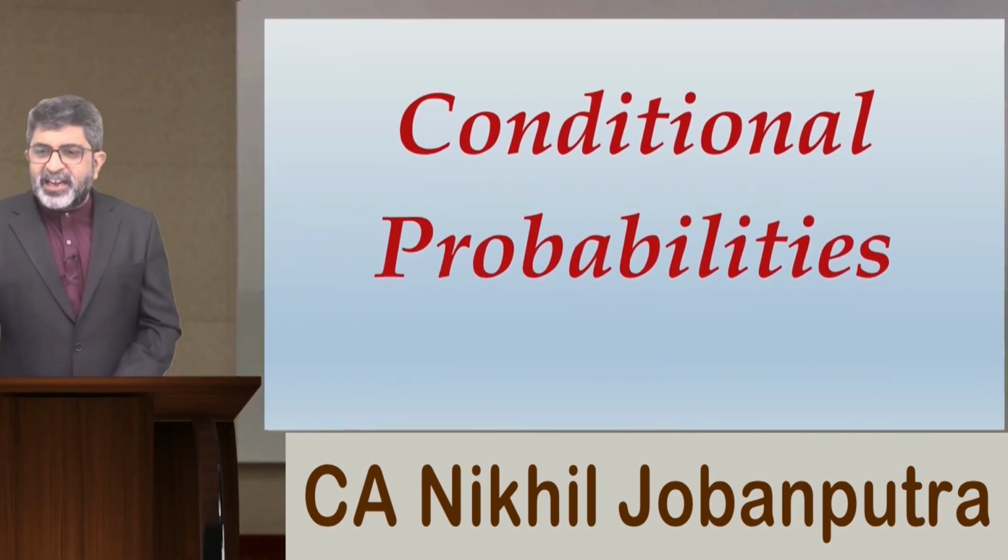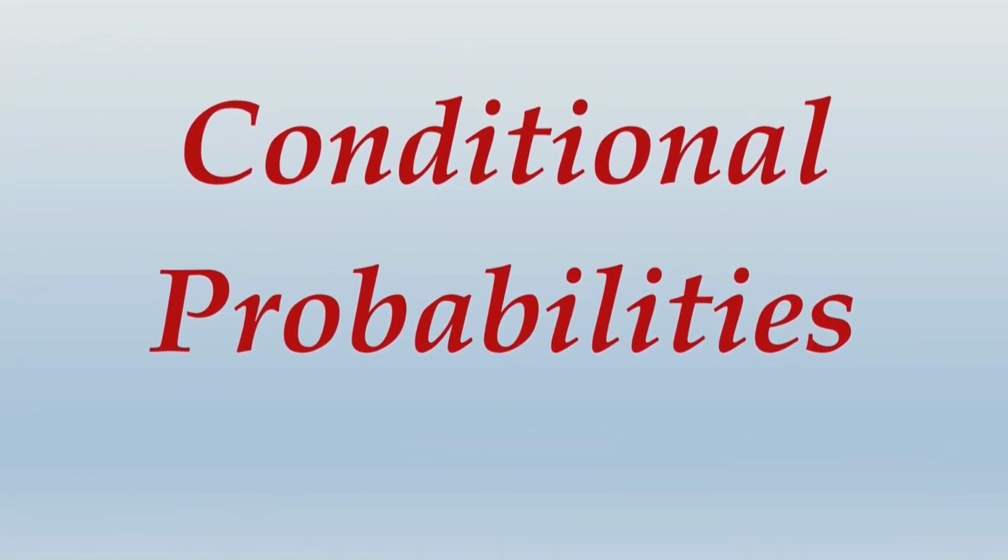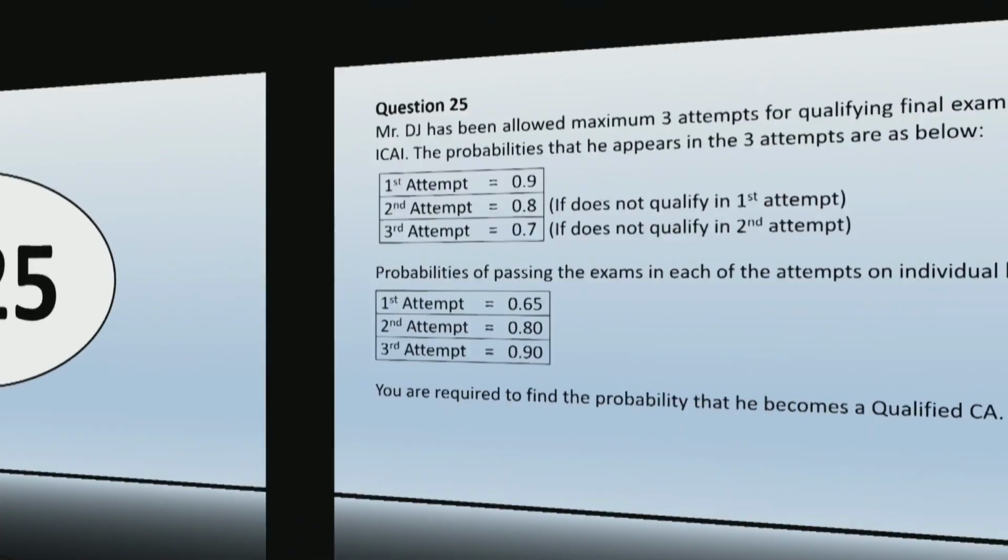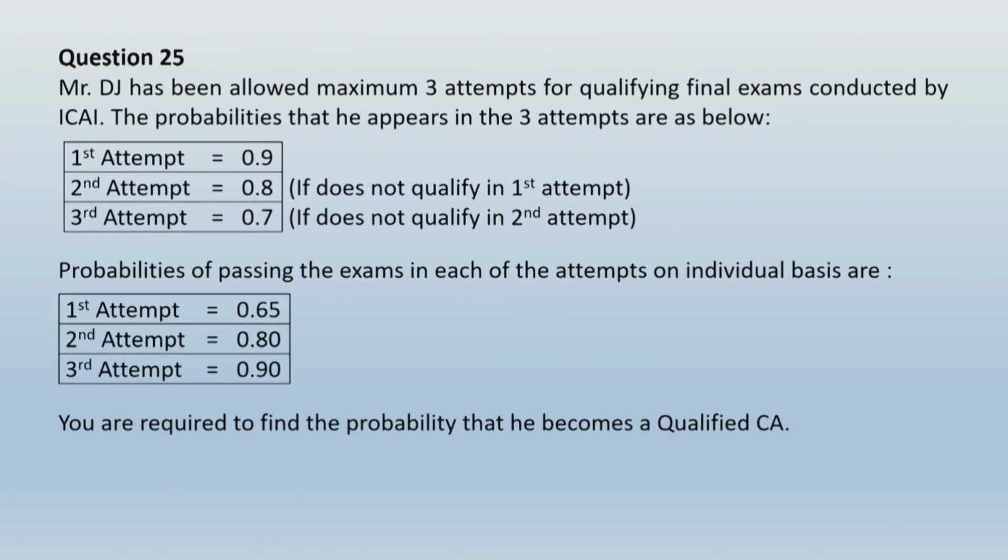So please write this heading in your notebooks, conditional probabilities, and to understand the application of conditional probabilities, we directly get started with one of the examples given in question number 25. Now let us read this question. Mr. DJ has been allowed a maximum of 3 attempts for qualifying the final exams conducted by ICAI. The probabilities that he appears in the 3 attempts are as below. First attempt 0.9, second attempt 0.8, but what is the condition given over here?